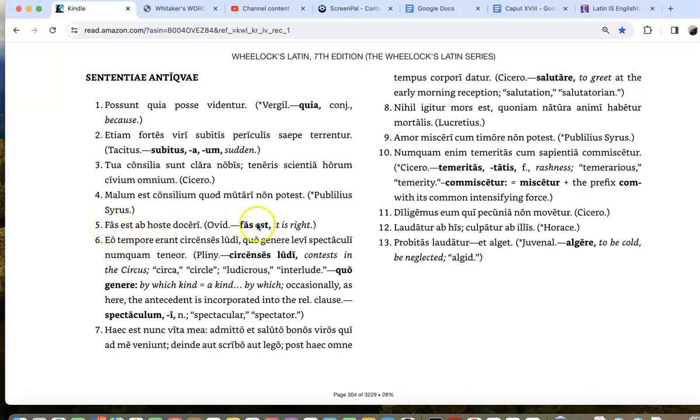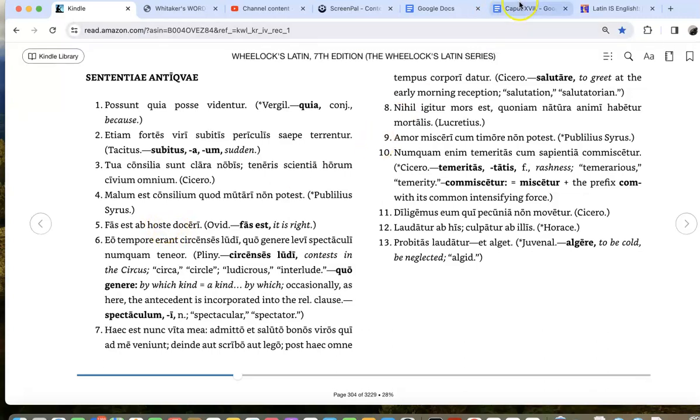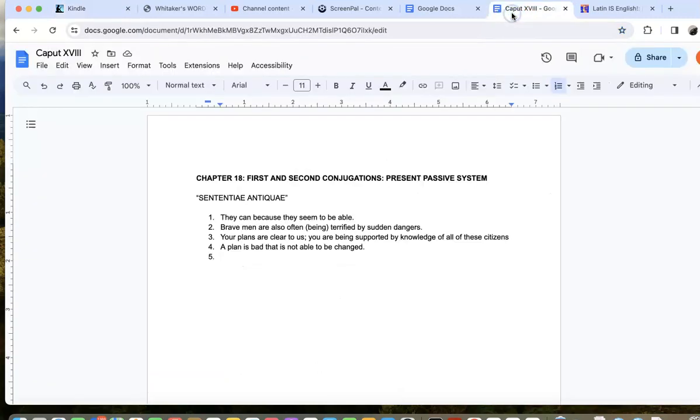Number 5, fas est, and they tell us this means it is right. And then we have another PPI. Doceri means to be taught or to be instructed. So it is right to be taught by the enemy. Potentially from the enemy, but I think by the enemy is what I would go with. So it is right.